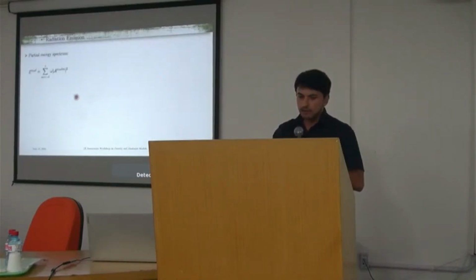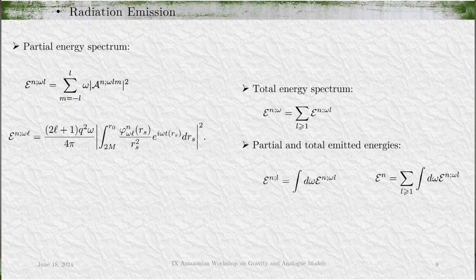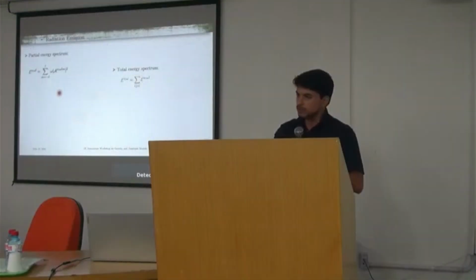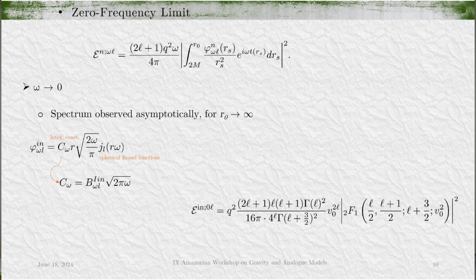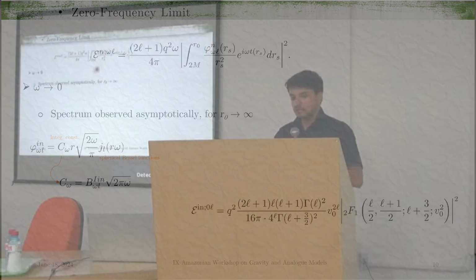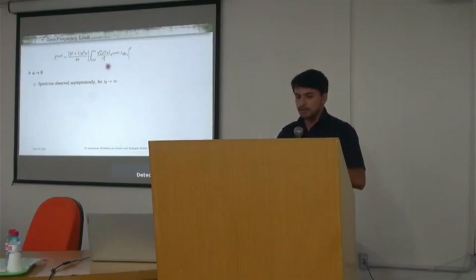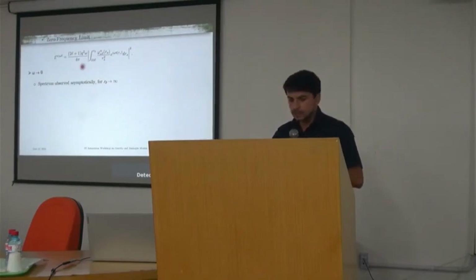With this amplitude, we define the partial energy spectrum and some other related quantities, such as the total energy spectrum and the partial and total emitted energy. Explicitly, we have this expression for the partial spectrum. As we can see, we cannot find a closed form for this expression because here we have a T that is a large expression, the radial modes, but we can do so in the zero frequency limit.